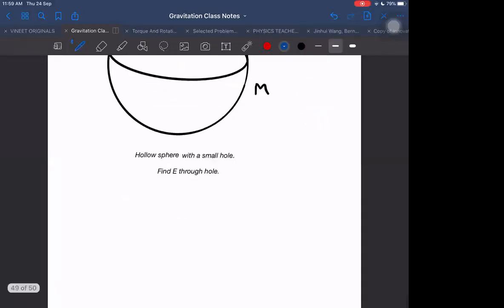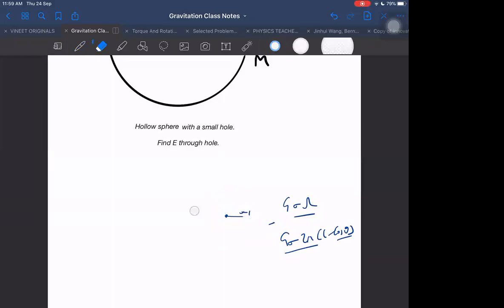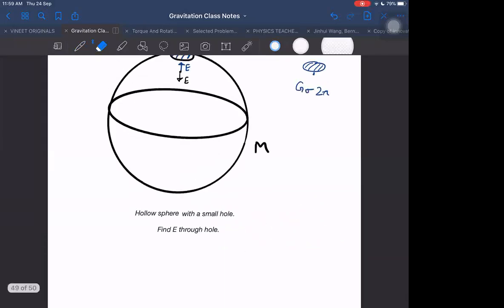Yes, sir, we know. For the disk at a point normally, we know G sigma omega. I gave you this formula. But if we are very close to the disk, I can write G sigma into 2 pi into 1 minus cos theta. Then if we are very close to the disk, theta will become 90, cos theta becomes 0, and it becomes G sigma 2 pi. Okay, sir. Right? So we are very close. It is G sigma 2 pi. Okay, fine. That is done.